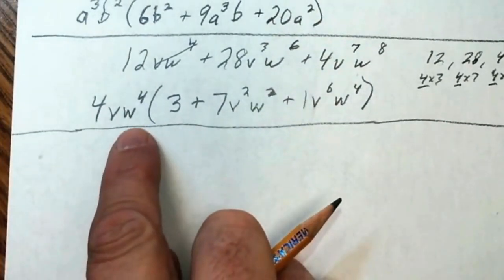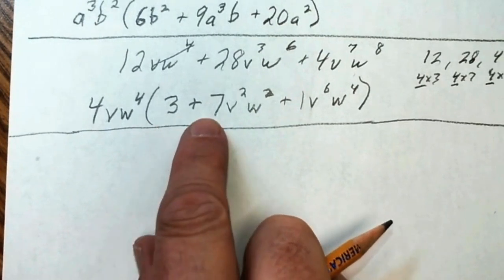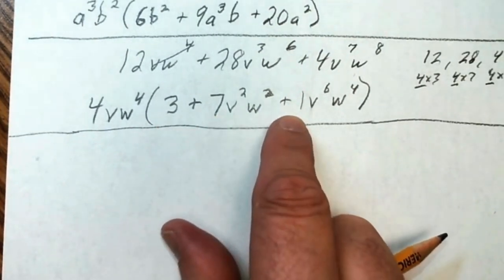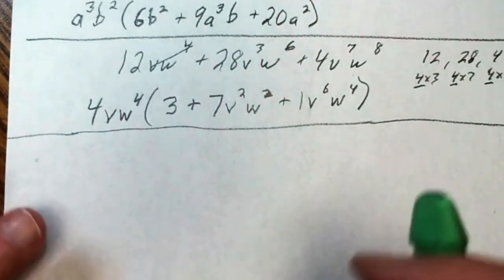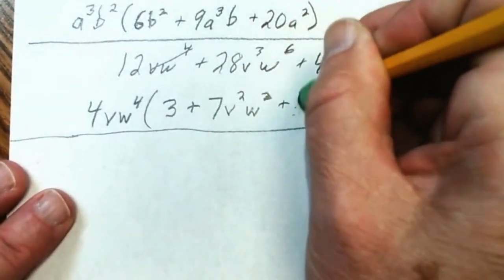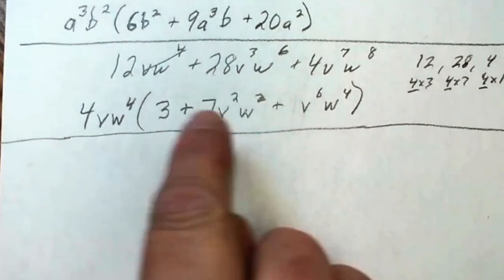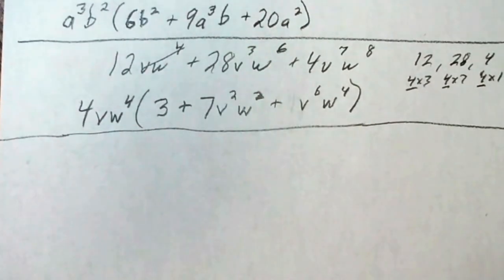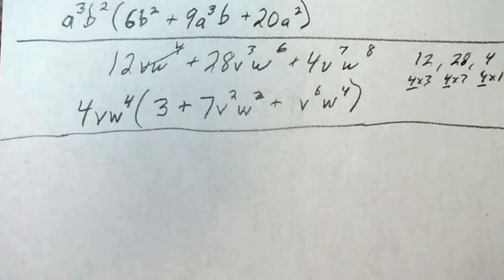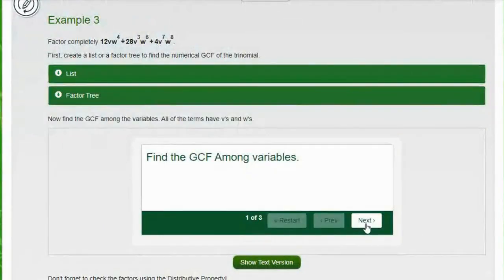4v w to the 4th, and then you got 3 plus 7v squared w squared plus v to the 6th, w to the 4th. Don't even have to put the 1 since the coefficient of 1 is not needed. And then to check that, you multiply those back to make sure you get this to this. So if you're not sure you got it, that's a good way to double check.